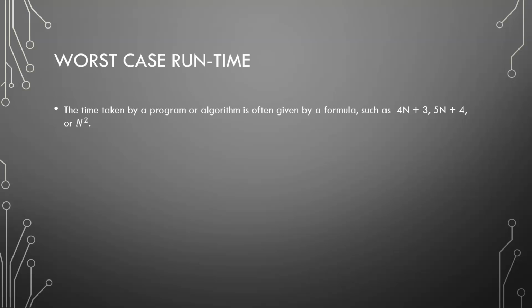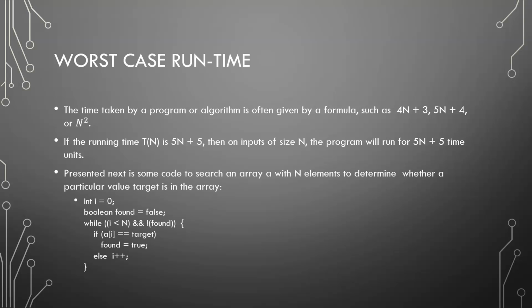So the time taken by a program or algorithm is often given by formulas, such as 4n + 3, 5n + 4, or even n squared. Now, if the running time T(n) is, let's say, 5n + 5, then for inputs of size n, the program runs for 5n + 5 time units. So if you have, let's say, T(2), meaning 2 inputs, the time equivalency would be 5 times 2 plus 5, so that would be 15.